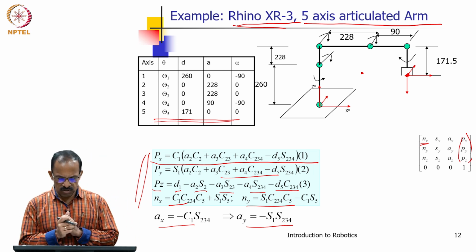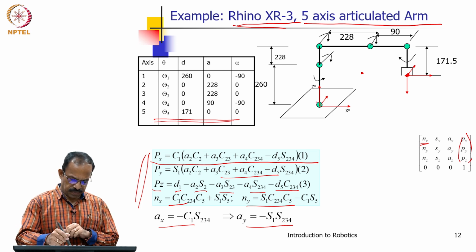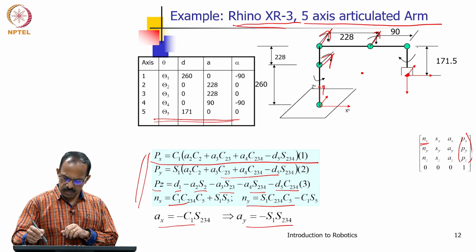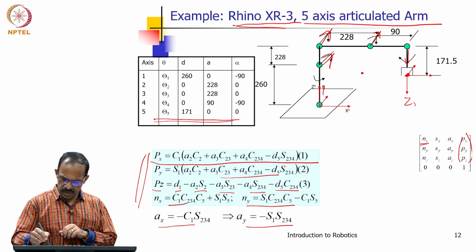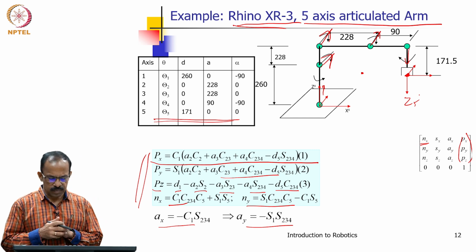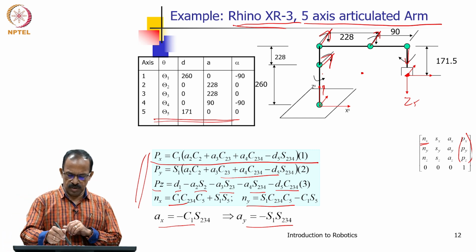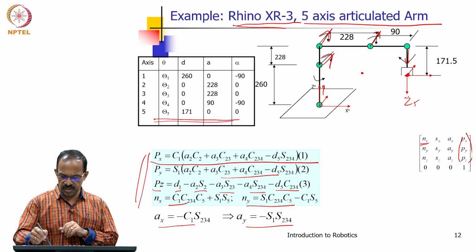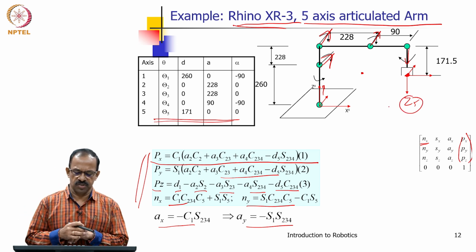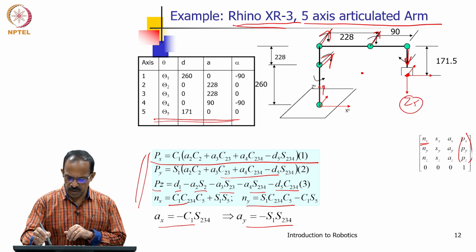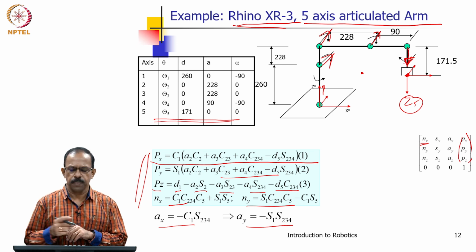Now if you look at this, you can see this is the first axis Z0, then you have Z1, then Z2, Z3, Z4, and then this is Z5, and these are the axes 1, 2, 3, 4, 5. This is the final coordinate axis. So, these are the joint axes.